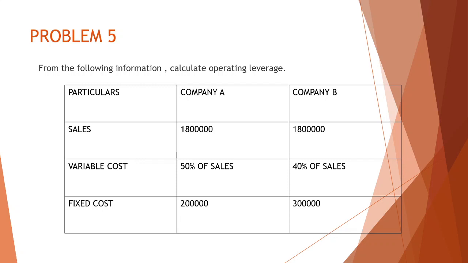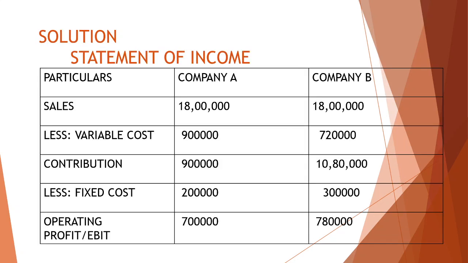So, what we should do? We should prepare a statement of income and find out the EBIT, earnings before interest and taxes. So, the statement of income, sales. Now, in case of company A, 18 lakh rupees less variable cost rupees 9 lakh. So, contribution is equal to 18 lakh minus 9 lakh, rupees 9 lakh, less fixed cost rupees 2 lakh. So operating profit or EBIT, earnings before interest and taxes, is equal to rupees 7 lakh.